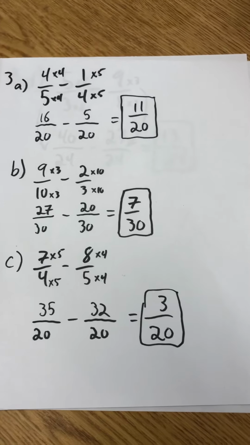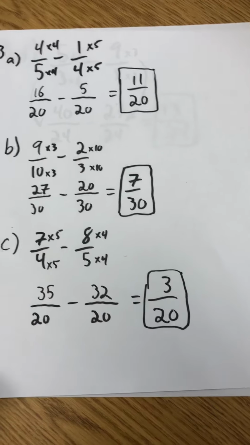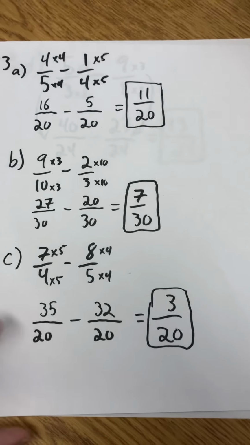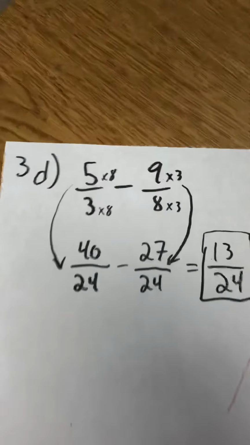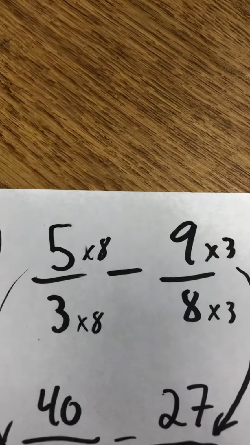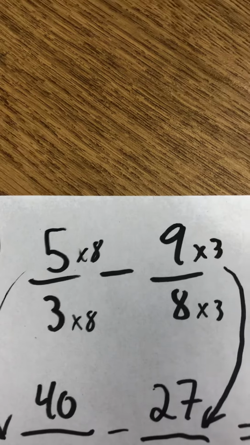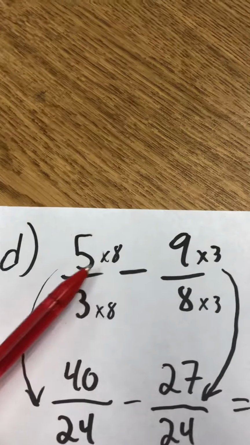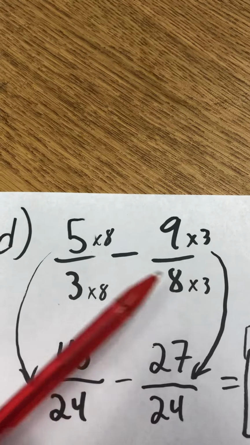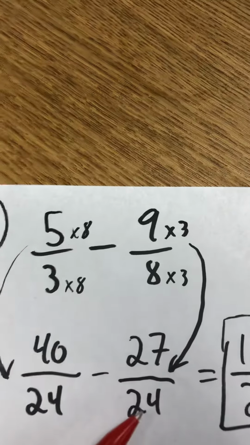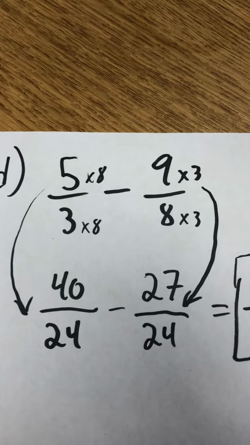You should have a total of 1, 2, 3, 4, 5, 6 marks so far. 1 for your work, 1 for your answer. Flipping over, I have my last question in 3. So 5 over 3 subtract 9 over 8. Notice that if I multiply this number by this side, 3 times 8 I get 24. And if I multiply this number by this side, 8 times 3 I get 24. So that works. We can use our denominator as 24.